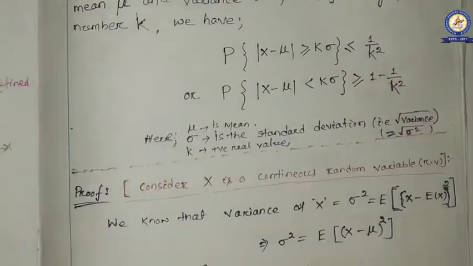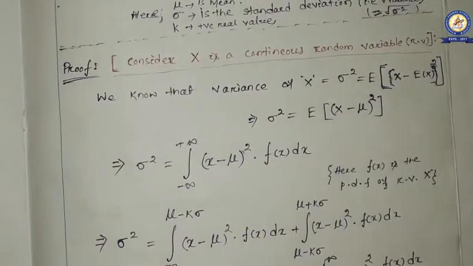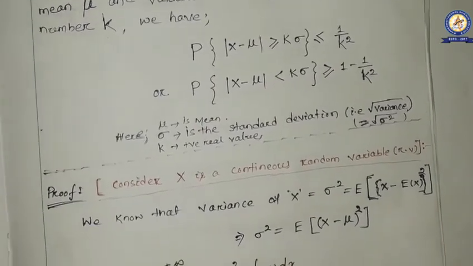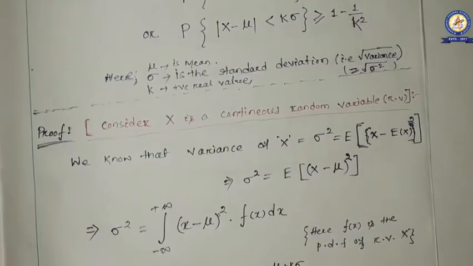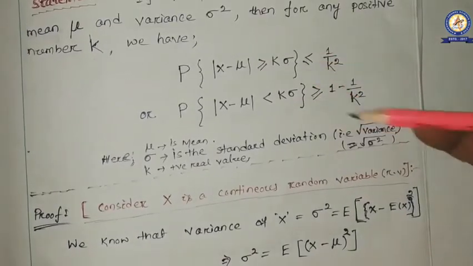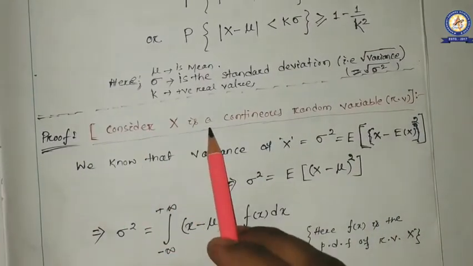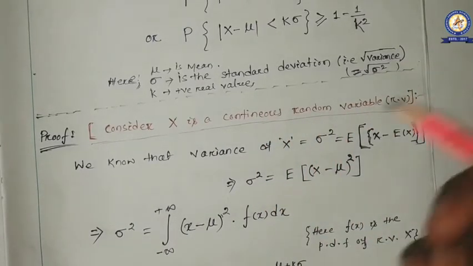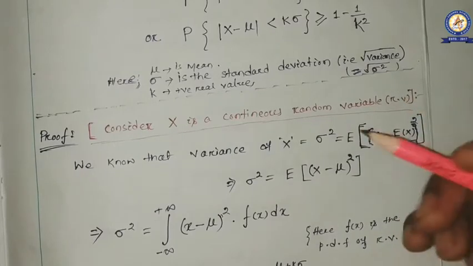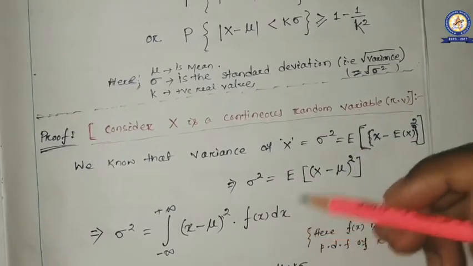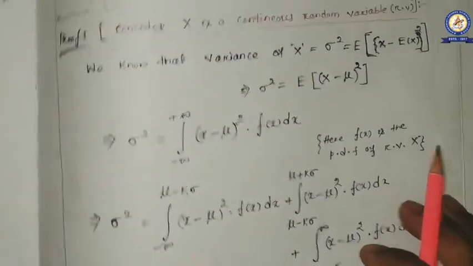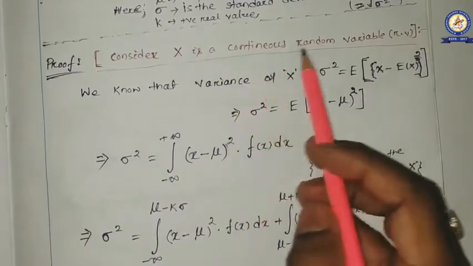Okay, now we are going to go for the derivation of the theorem. I suggest you again carefully watch and write down the notes. To prove these two, consider x is a continuous random variable. You can consider x as a discrete random variable too; if you follow the same procedure, you are also going to get the answer. But here we considered x as a continuous random variable.